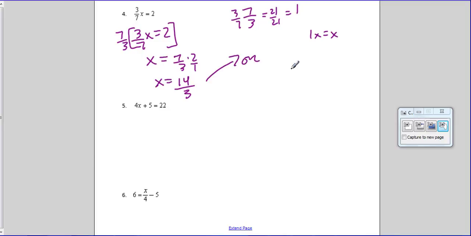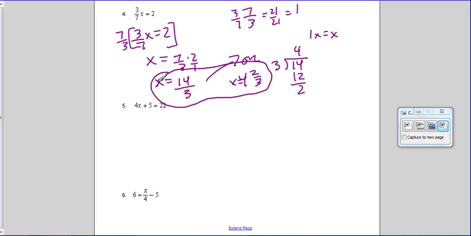Or you could write it as a mixed number by dividing 3 into 14. 3 goes into 14 4 times. 4 times 3 is 12. Subtract. So this is 4 2/3. So x is 14/3, or x is 4 2/3.